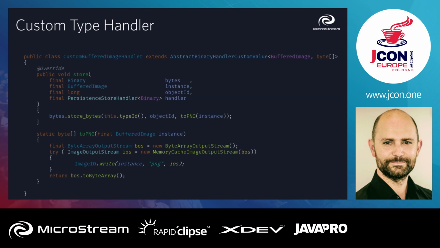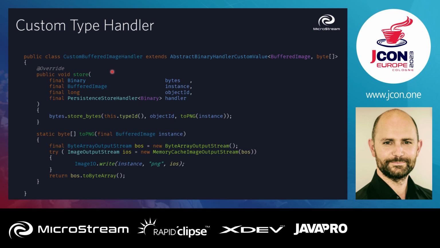Or if you want to use an external type handler, because you don't own the source, you just create a new class and extend from predefined type handler types. In this example, we want to create a custom type handler for BufferedImage. How are images stored? They are encoded to a certain format like JPEG or PNG, and that's what we want to do in here. We just use the ImageIO library, create a PNG encoding out of this image, put it into a byte array, and we store the bytes by the store bytes method. So that's how you create a type handler for any type you like.